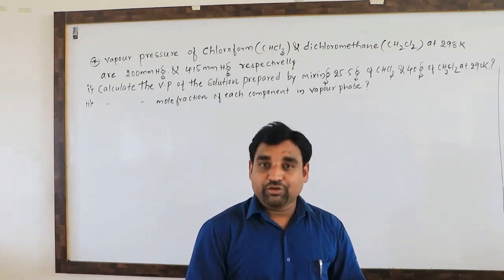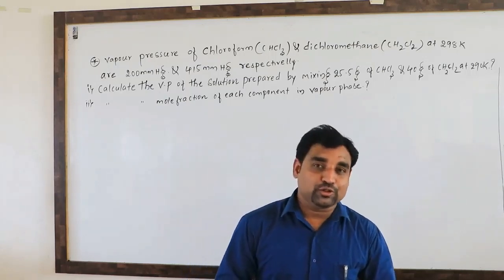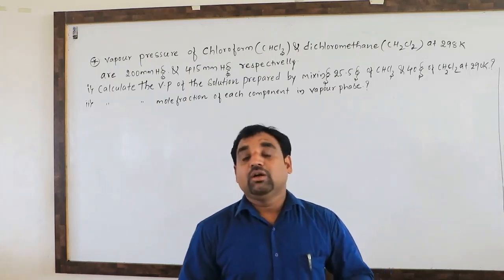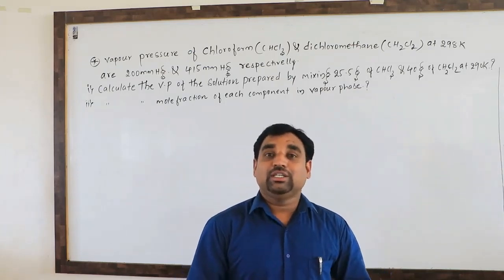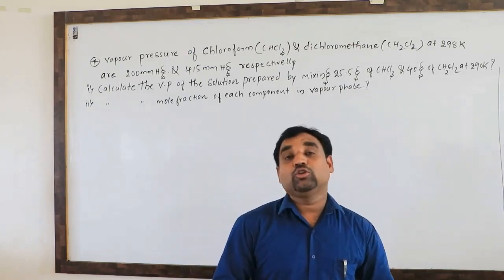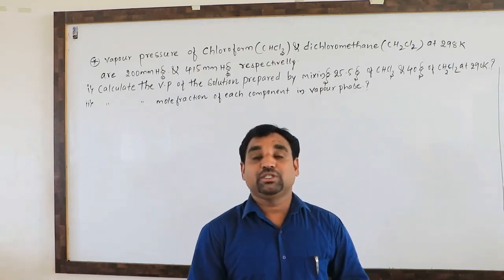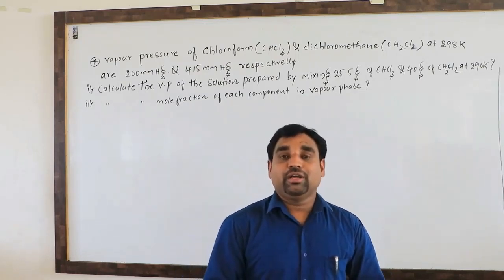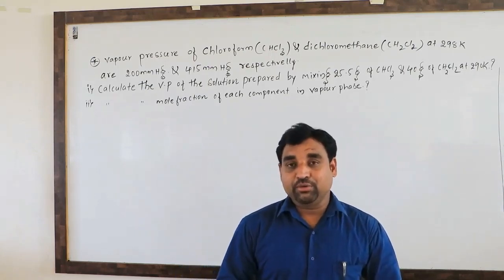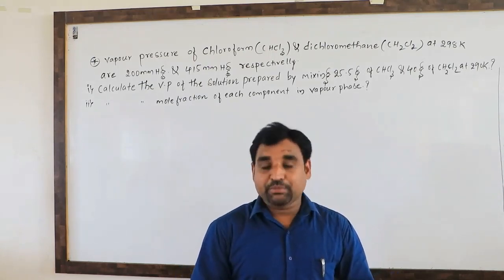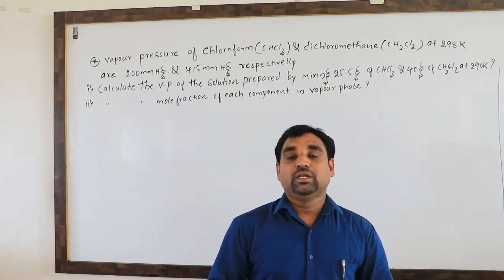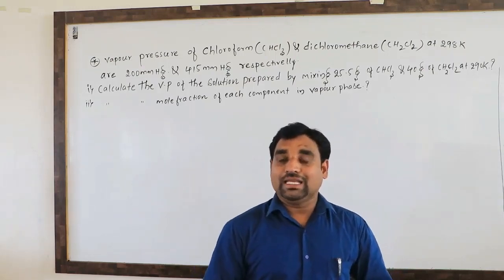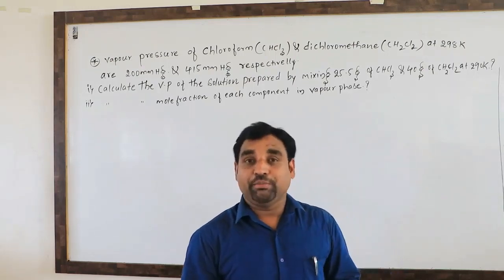If the liquid has a weak intermolecular force of attraction, it will easily evaporate, which means more vapor will come, and that vapor will exert a pressure, so more vapor pressure will be exerted. One more very important point to remember regarding vapor pressure: vapor pressure is inversely proportional to the boiling point. So the solution having a lower boiling point has a higher vapor pressure.